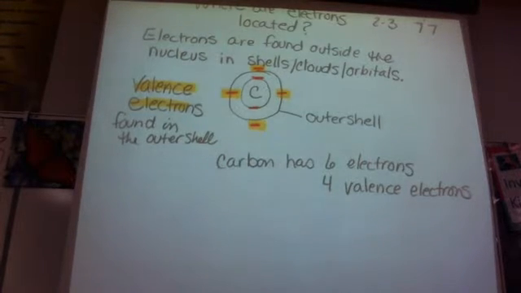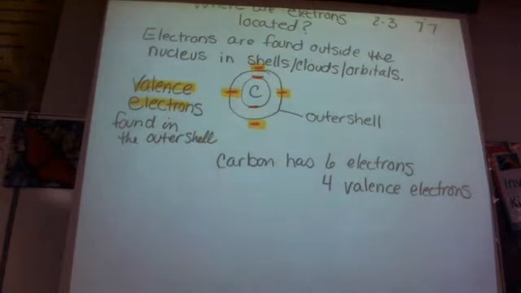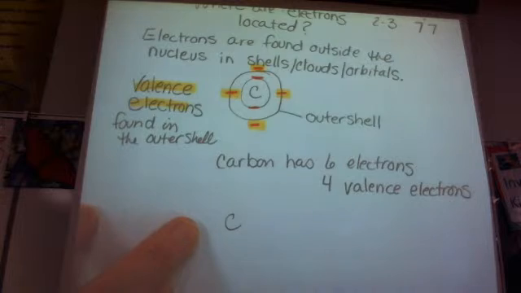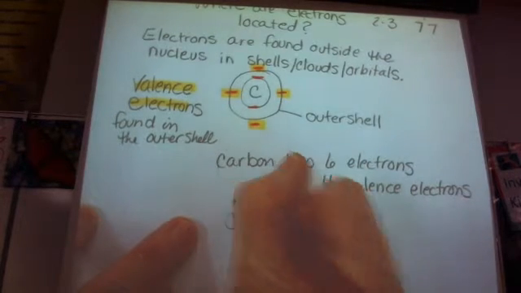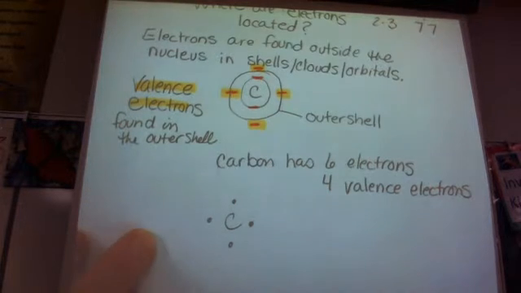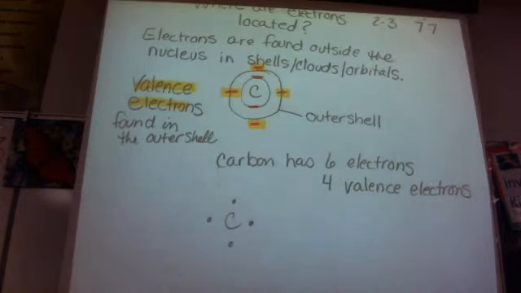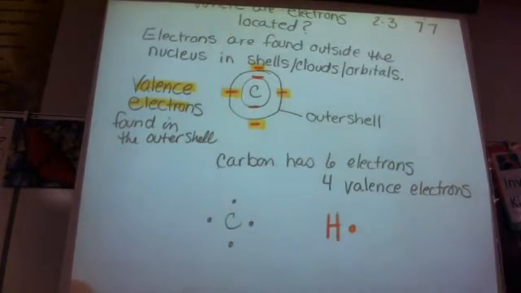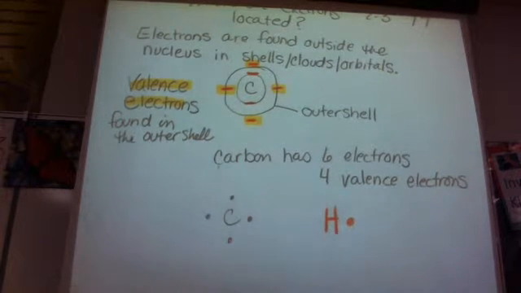Now when we draw these electrons to figure out how they're going to chemically combine with other things, we only draw the outer shell electrons. So we're going to draw carbon. We're going to draw the 1, 2, 3, 4 valence electrons. And then I'm going to show you hydrogen, which only has 1 valence electron, only 1 electron. So that's its valence electron.